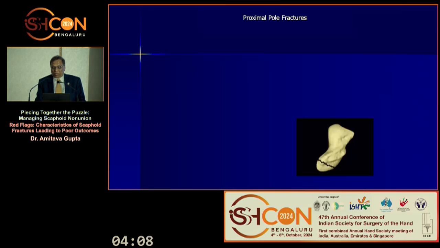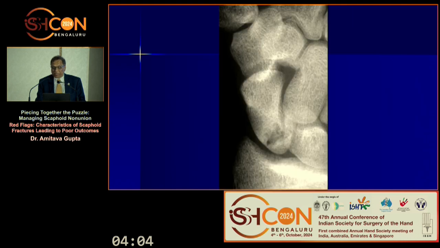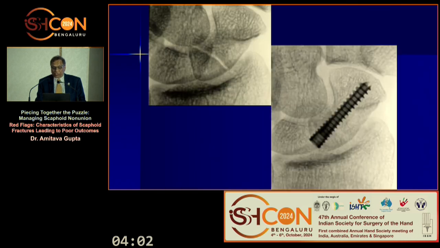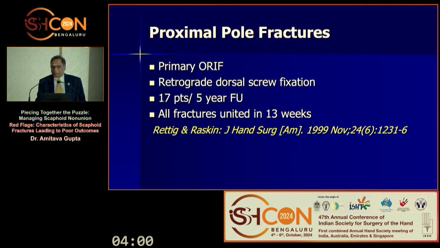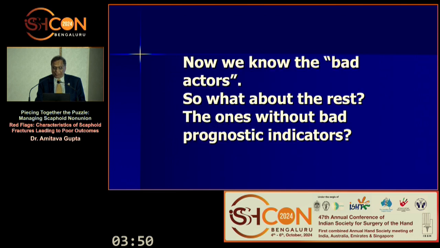So proximal pole fractures are notorious. So these are the bad actors. Once we know the bad actors, we can fix them early and get on with our life. Proximal pole fractures are really bad things. So 34% progressed to non-union in Eastley's study here. So what do you do about the rest? We'll talk about it. Now the next question is, how do we treat them?